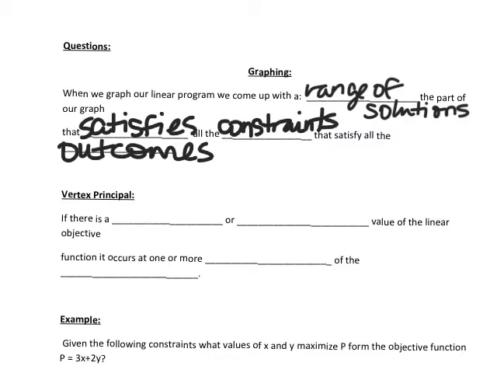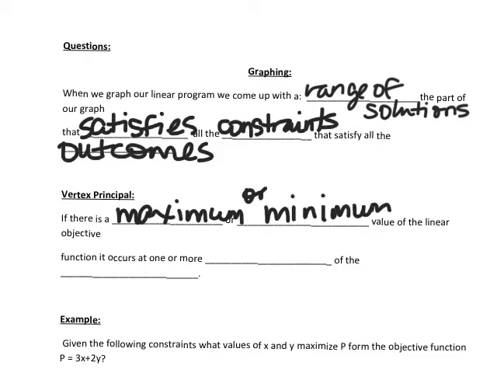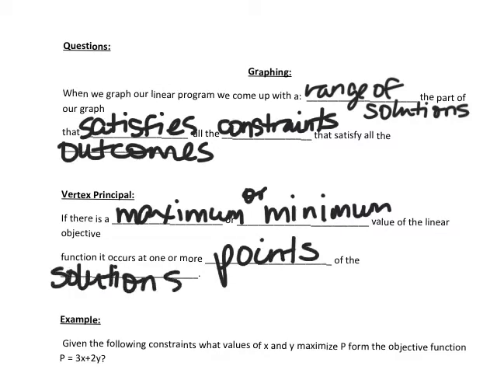Okay? The vertex principle says that if there is a maximum or a minimum value of the linear objective function, it occurs at one or more points of that solution set. So what it's saying really is if this is your range of solutions, your maximum or minimum, depending on what you're looking for, has got to be within that range somewhere. Anything out of the range is not even an option because it's outside of the limitations or the constraints that we have. Okay? All right, good.